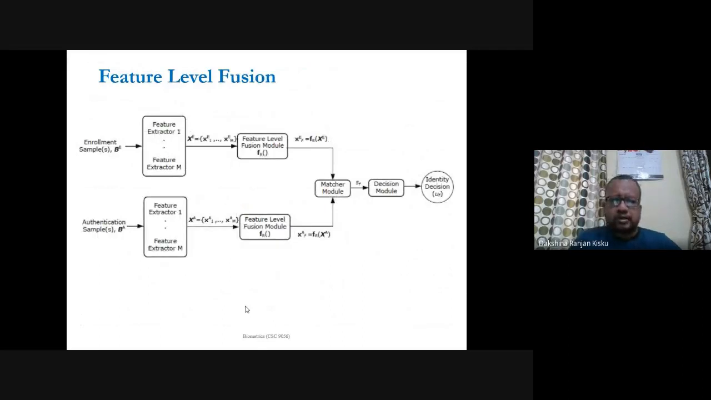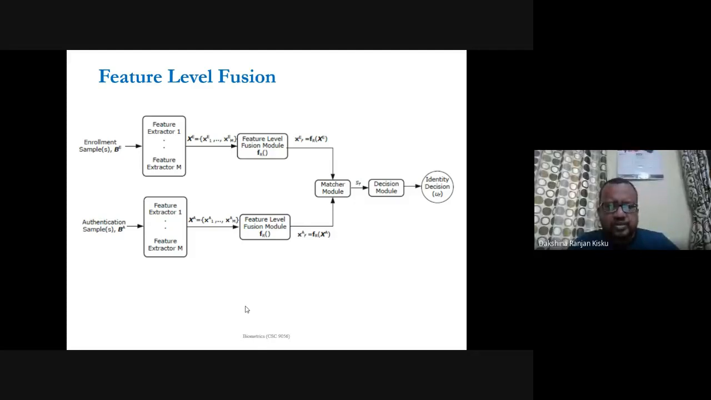So now we will talk about feature level fusion. When feature level fusion is compared with sensor level fusion or score level fusion, we find that in feature level fusion we obtain the features neat and clean. Neat and clean means that in sensor level fusion, we collect the raw data and then fuse those raw features at a low level, and that raw information will contain noisy data.